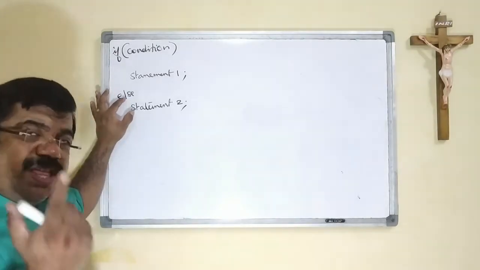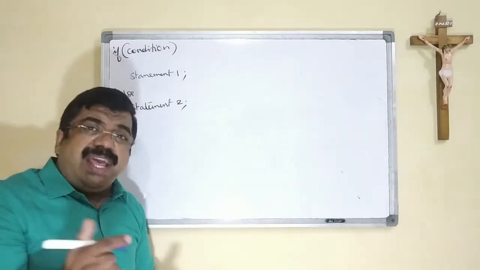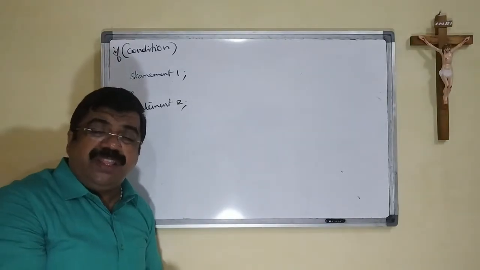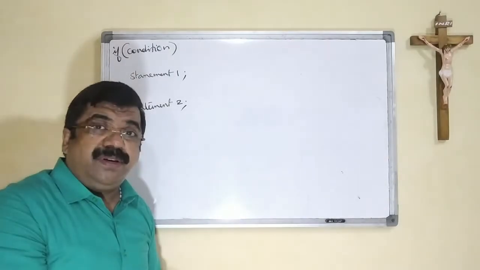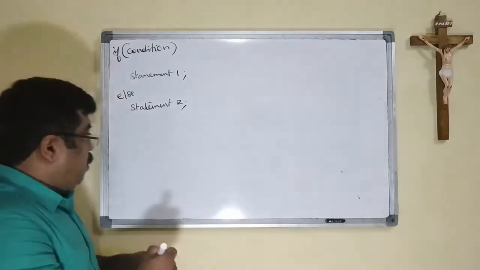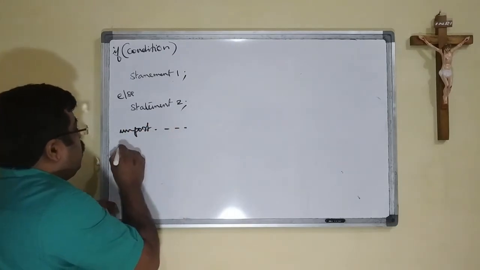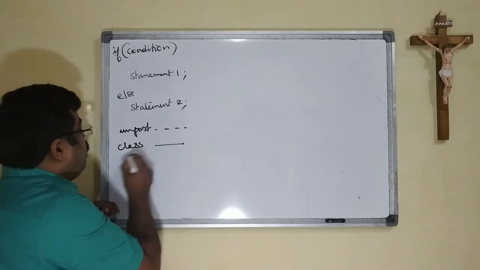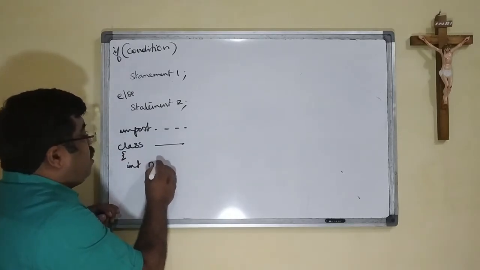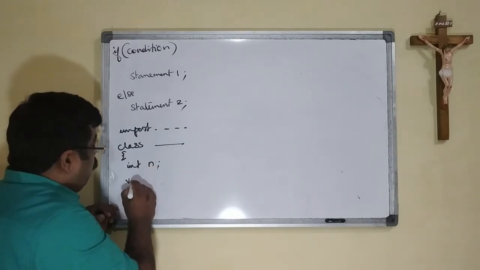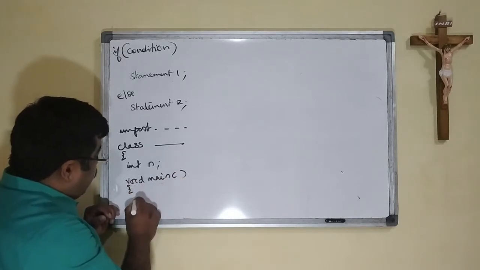Let us see with the help of another example. To read a number and check whether it is positive or negative. Two options. So let us see. Import will be there as usual. Class with the class name. We declare int n, void main, scanner class.